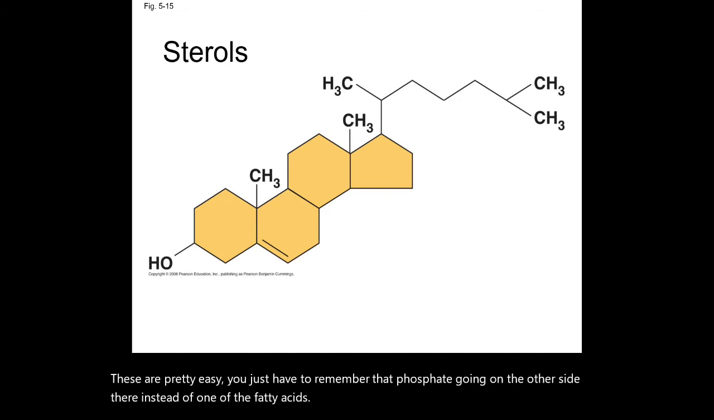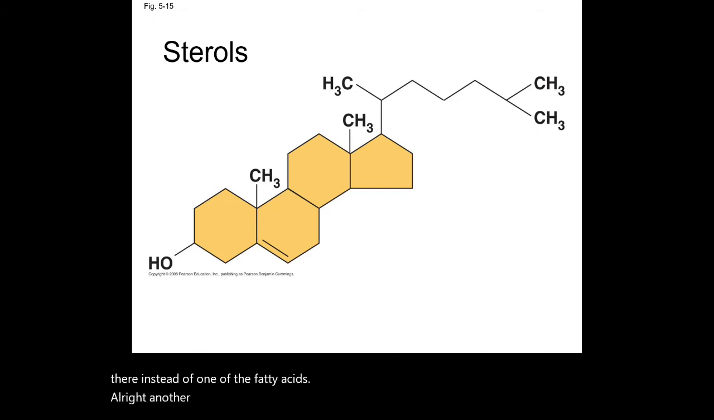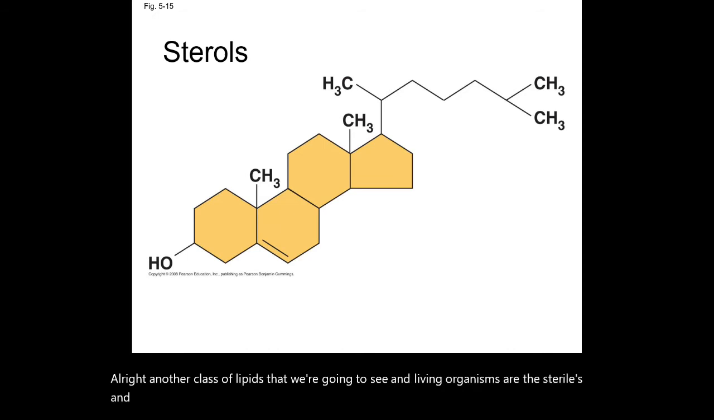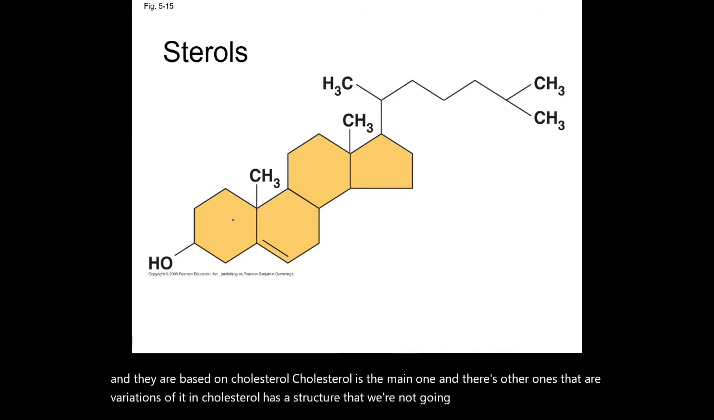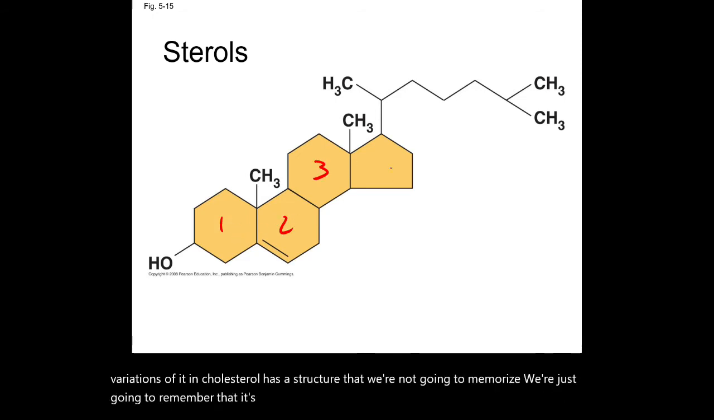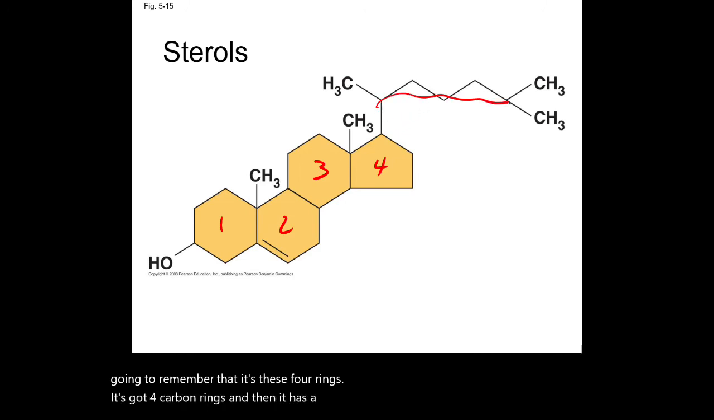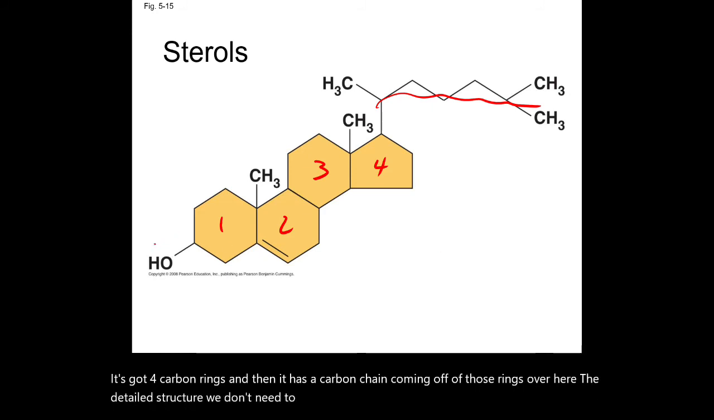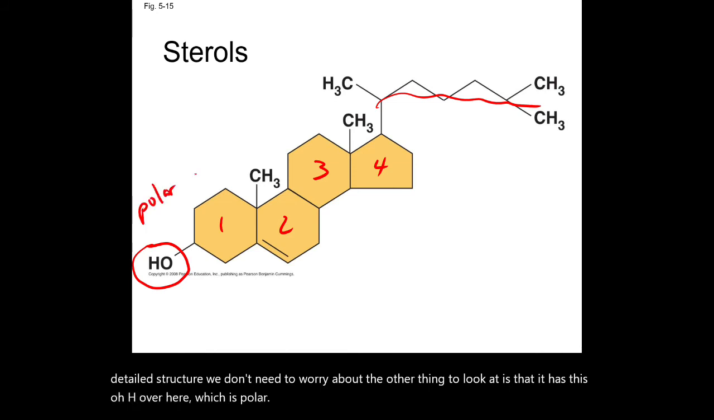All right, another class of lipids that we're going to see in living organisms are the sterols, and they are based on cholesterol. Cholesterol is the main one, and there's other ones that are variations of it. And cholesterol has a structure that we're not going to memorize. We're just going to remember that it's these 4 rings. It's got 4 carbon rings, and then it has a carbon chain coming off of those rings over here. The detailed structure we don't need to worry about. The other thing to look at is that it has this OH over here, which is polar, has partial charges on it.